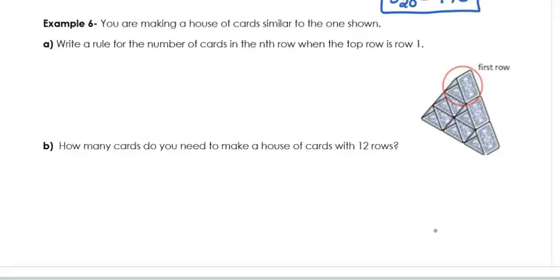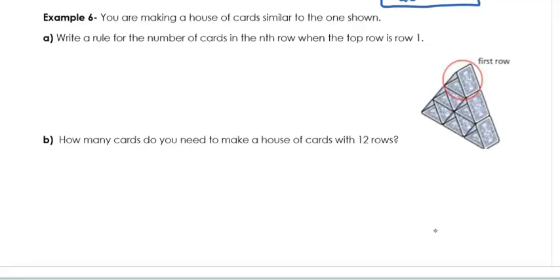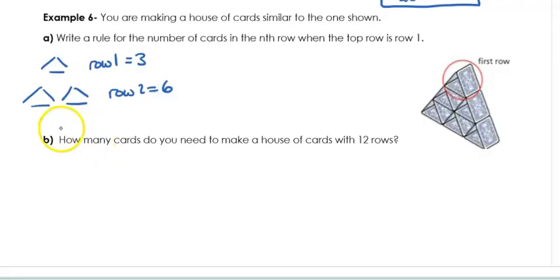Okay. This is kind of where we see an application problem. So you're making a house of cards similar to the one shown. Write a rule for the number of cards in the nth row when the top row is 1. Okay, so look how they circle the top row. It is made up of 3 cards. So row 1 is 3 cards. So row 2 is made up of the 2 triangles like this. So row 2 is 6 cards. And then row 3 is made up of like 3 card triangles. And so that involves 9 cards. I just looked at the picture to count these up.